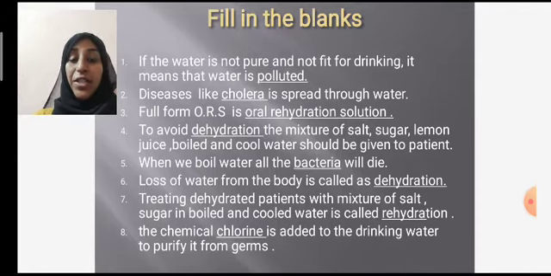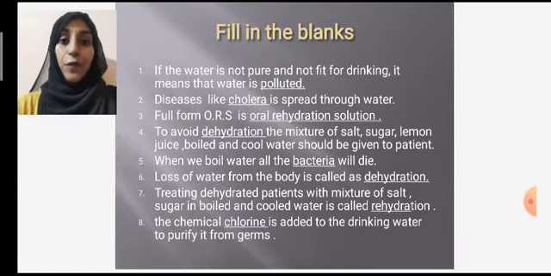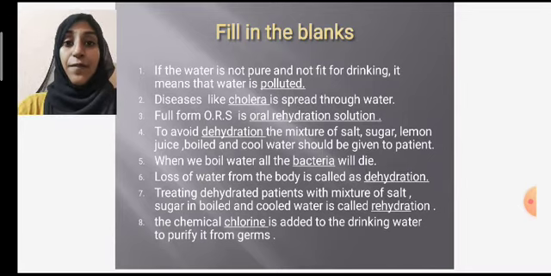Okay, understood? Then next, the chemical dash is added to the drinking water to purify it from germs. Which chemical are we putting? Chlorine. The chemical chlorine is added to the drinking water to purify it from germs. These are a few fill in the blanks. You have to learn them and write them in your class workbook. It is very important for your FA and essay.